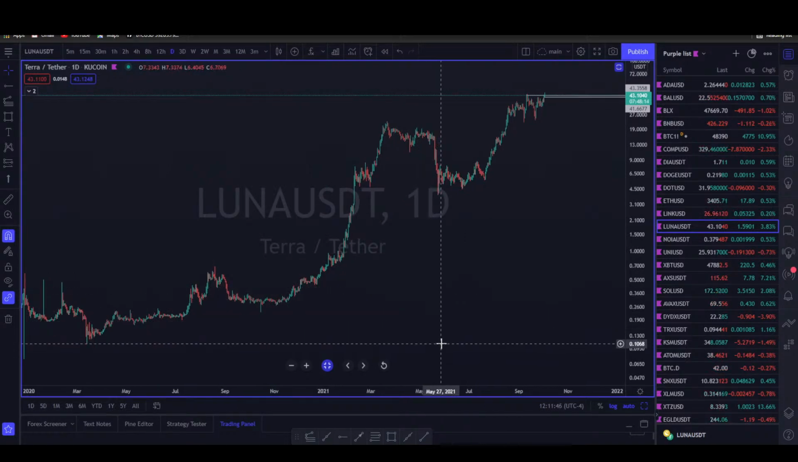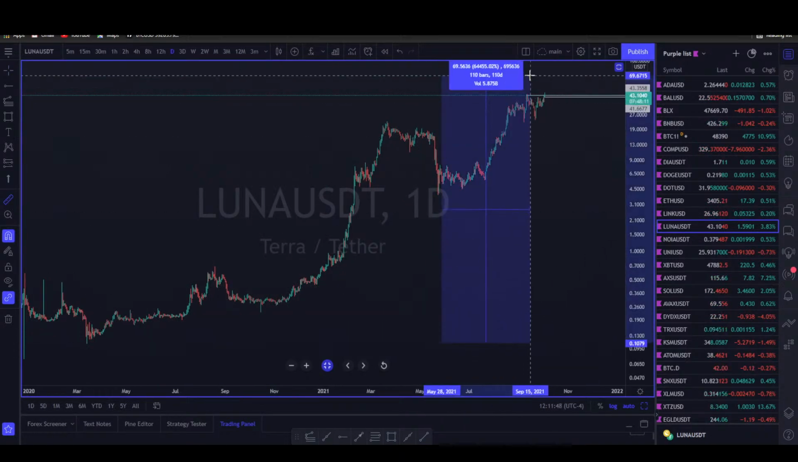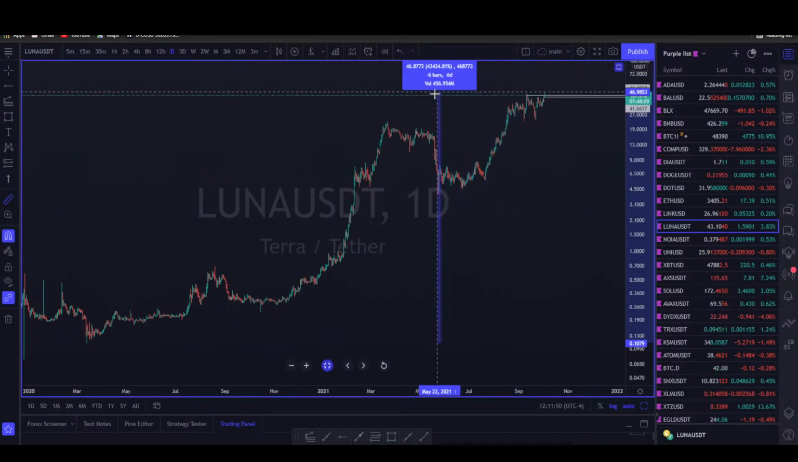Let's see what Luna did. Oh, that's all? Only 40,000%? So be careful. It's 40,000% is how much this thing has run since March of 2020. 40,000%. It's probably time for a pullback.